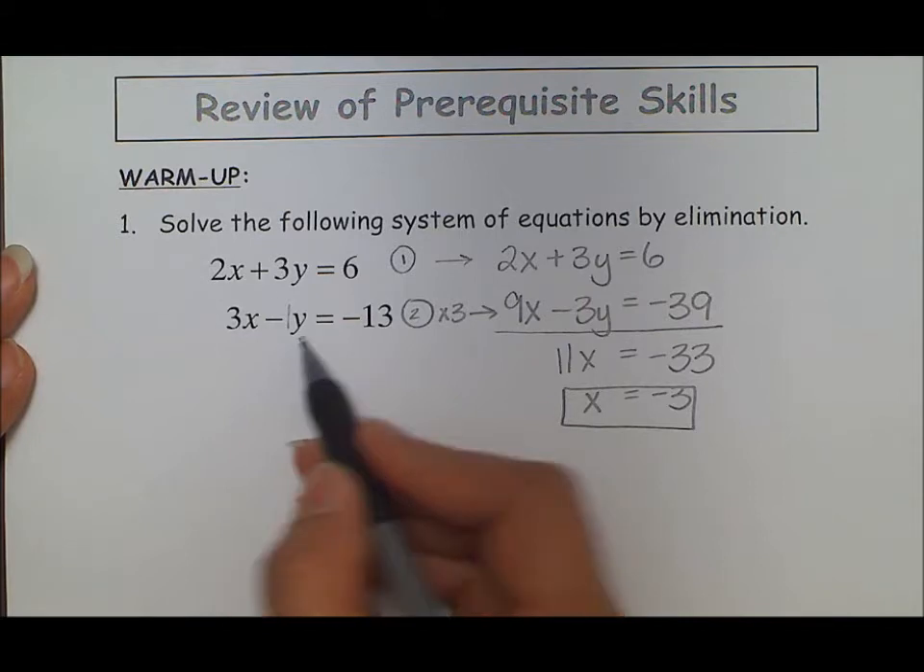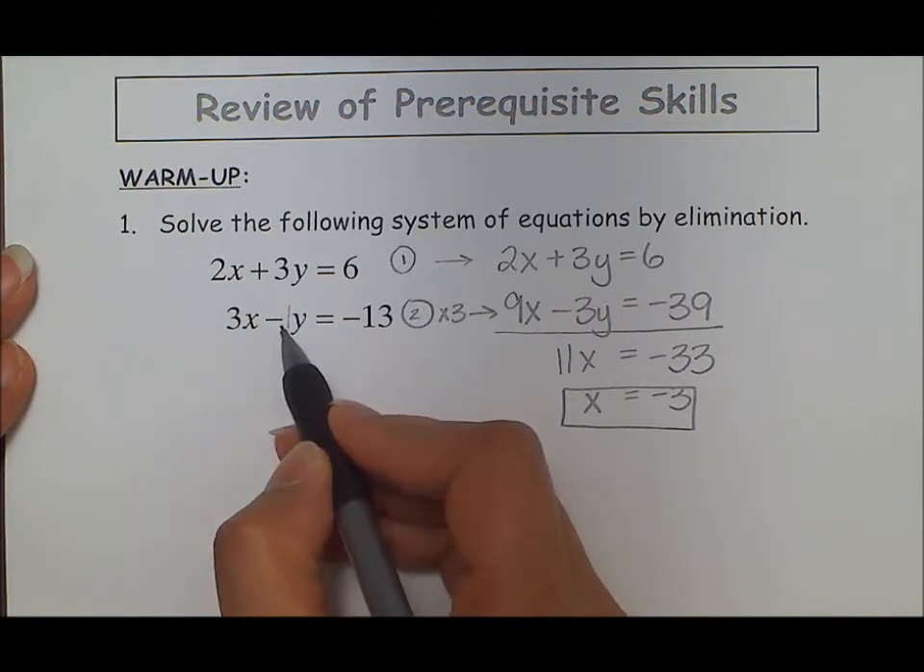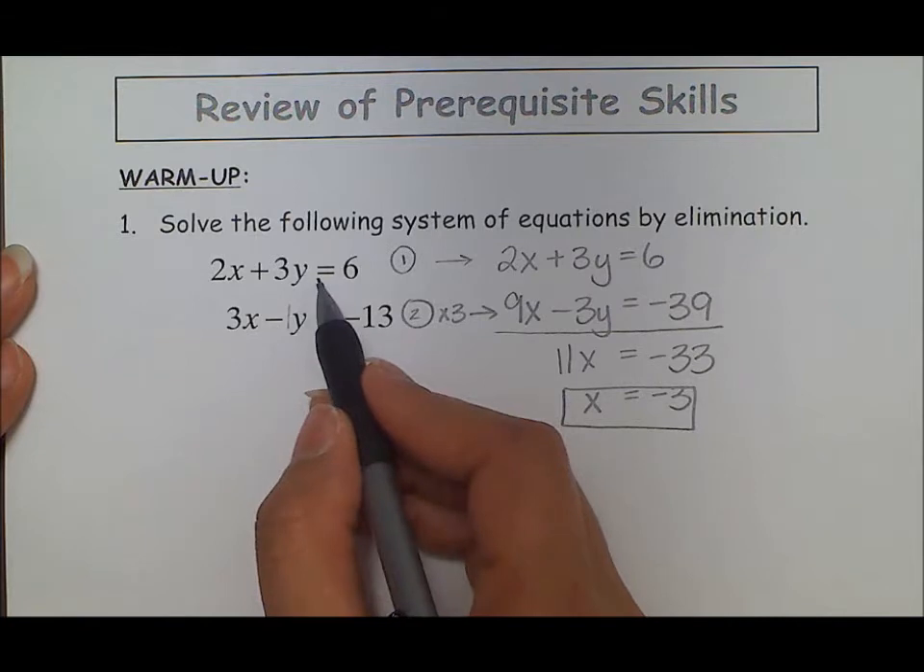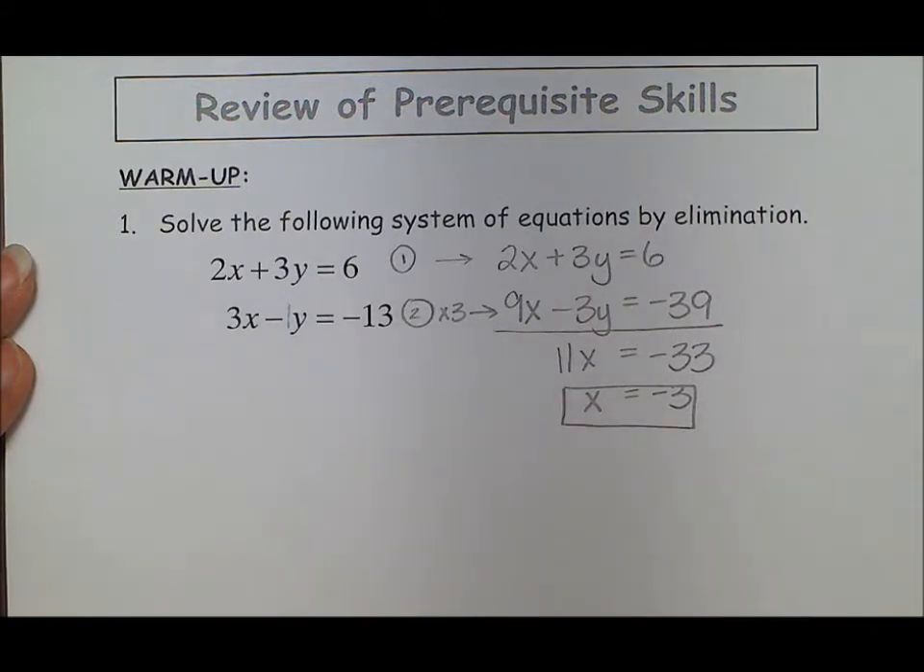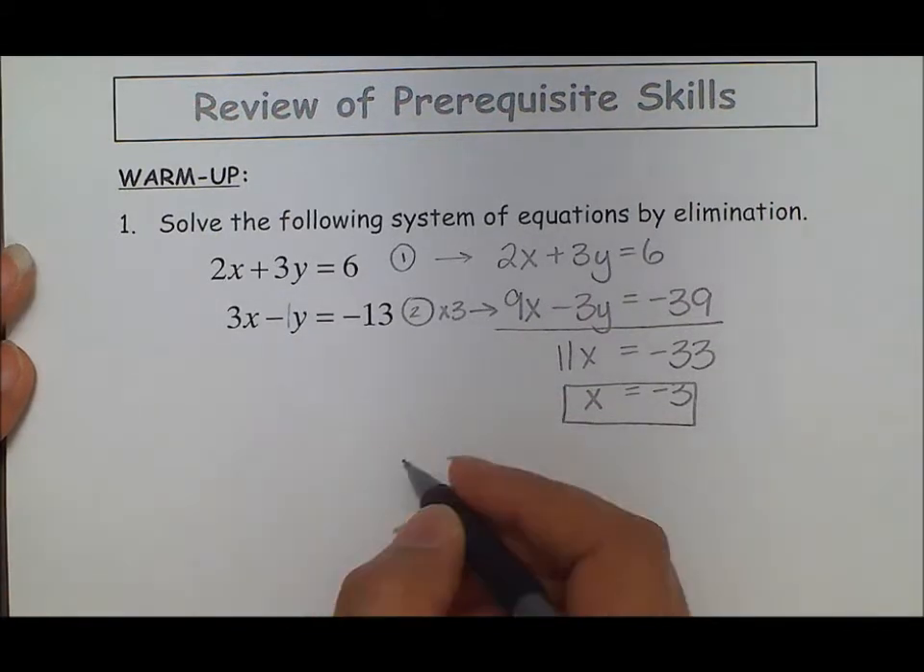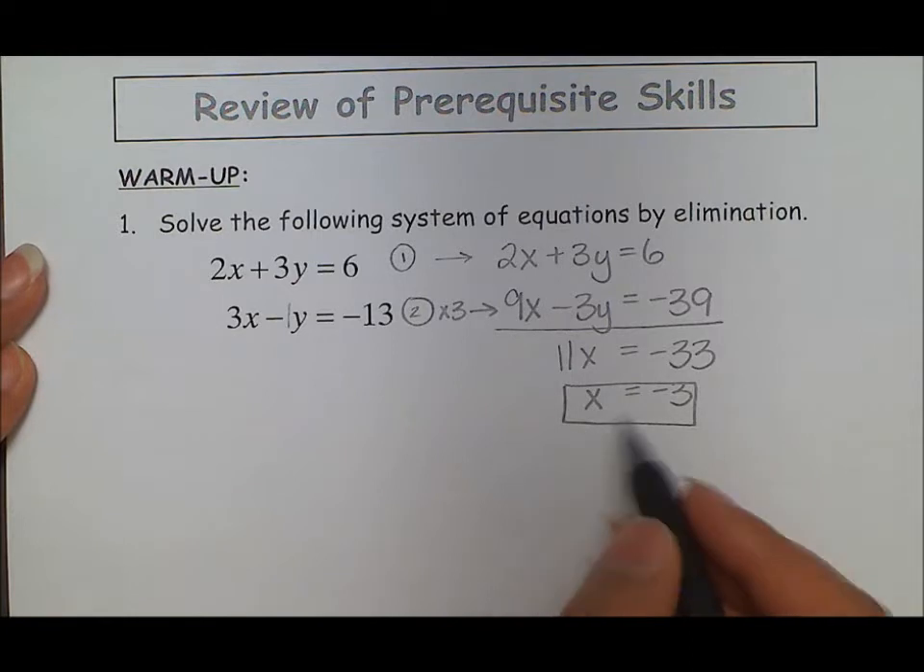However, I do have a negative, so it will make it a little bit complicated. But the first equation has a 3 in front of the y. However, that 3 is positive, so maybe that equation is easier. You can use either one of the equations, doesn't matter which one, but we're going to substitute x into one of the equations to solve for y.